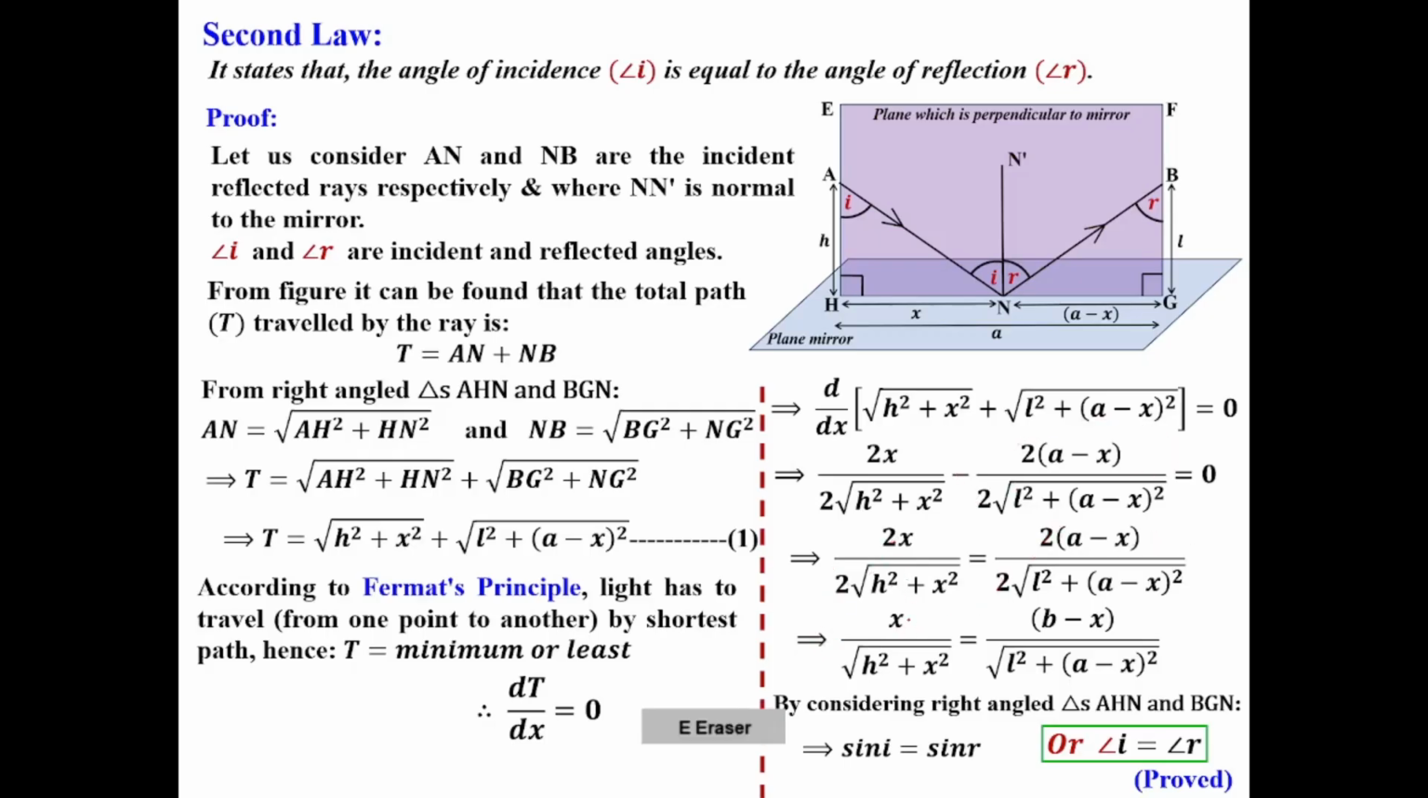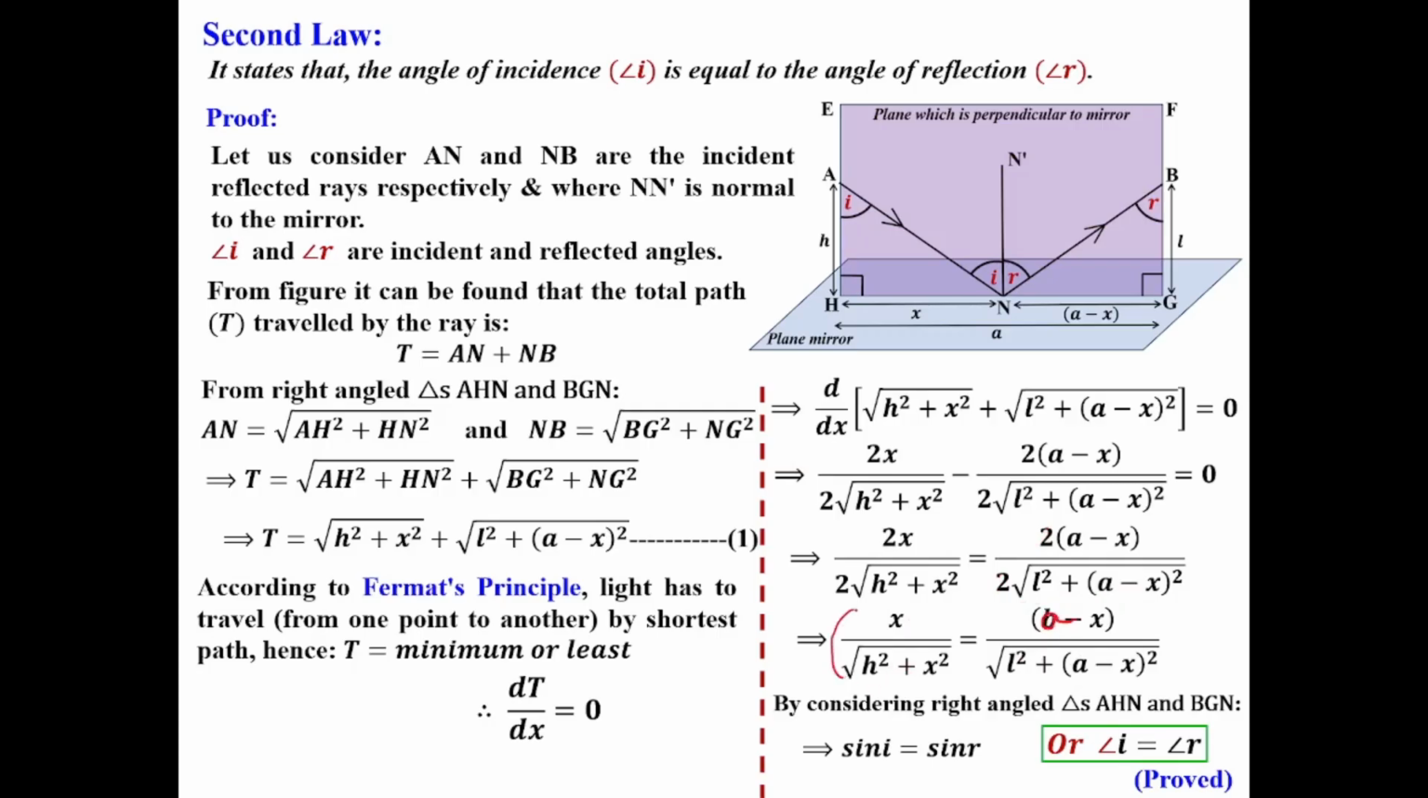2 gets cancelled. We found x by root of h square plus x square is equal to a minus x by the other term, because 2 got cancelled. Here it should be a; by mistake I wrote b. This is your a. I'll correct it whenever I upload this note. Okay, now here you can see this is your a.